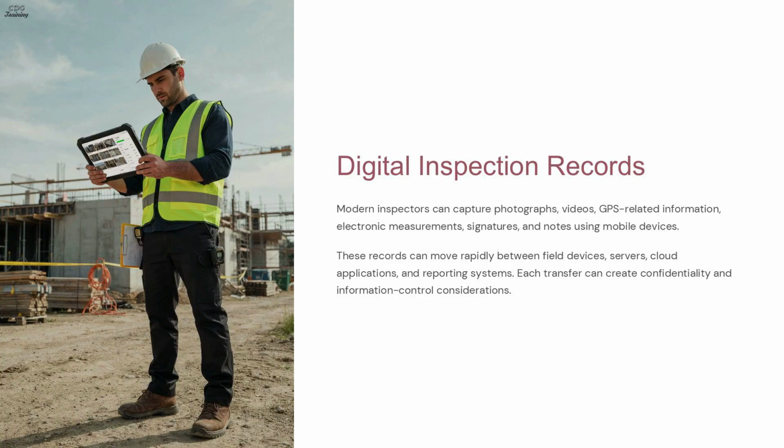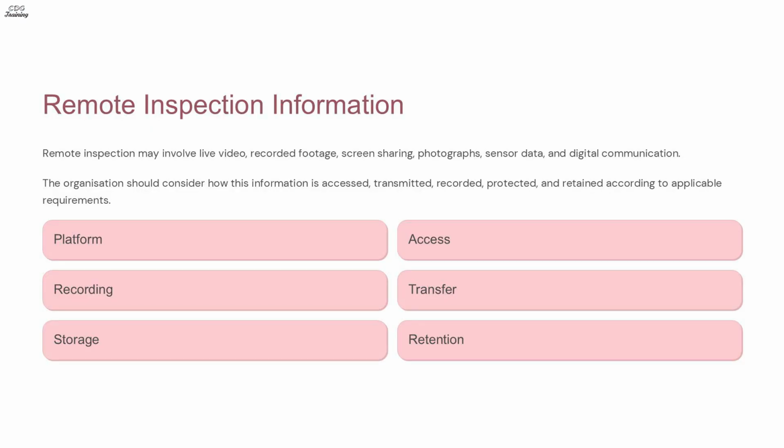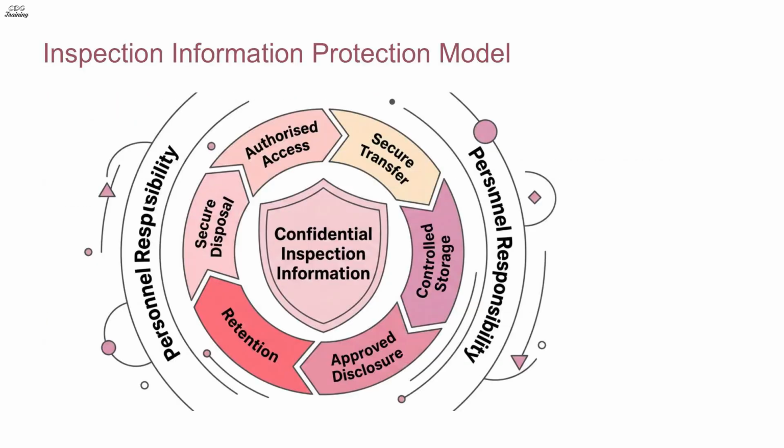Digital inspection records can move quickly between devices and platforms, requiring careful consideration of confidentiality and control. Remote inspection information involves various digital elements, requiring careful management of access, transfer, and retention. The inspection information protection model involves securing access, transfer, storage, and disposal, ensuring confidentiality throughout the process.